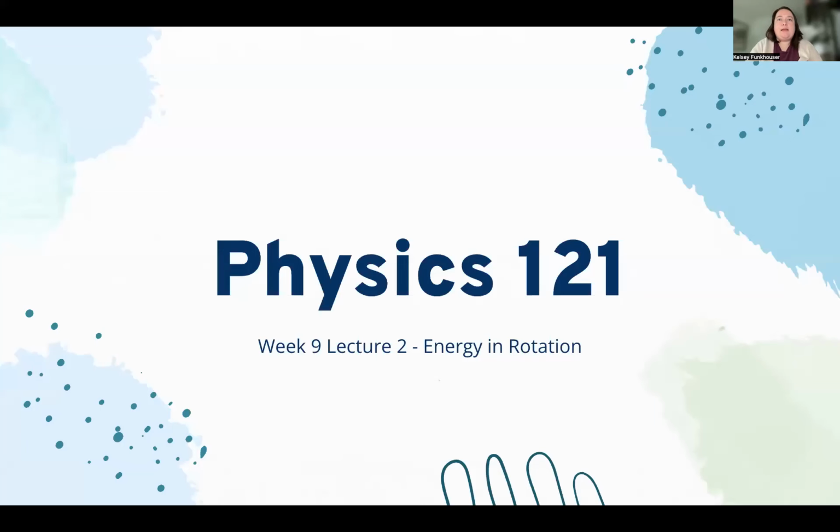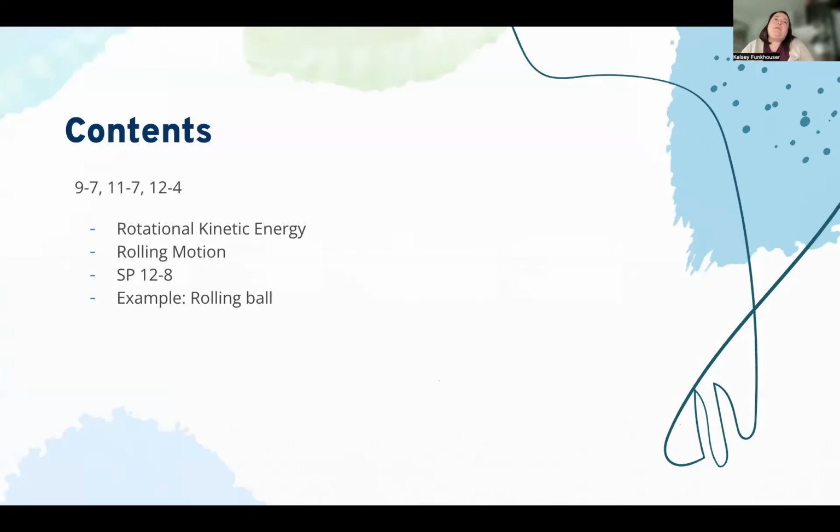Hello, this is week 9, lecture 2, energy in rotation. This is coming from different parts of a few chapters because I wanted to put all this rotation rolling stuff together. So it's 9-7, 11-7, and 12-4. And we're going to talk about rotational kinetic energy, rolling motion, and then we're going to do sample problem 12-8 and then an example of a rolling ball.